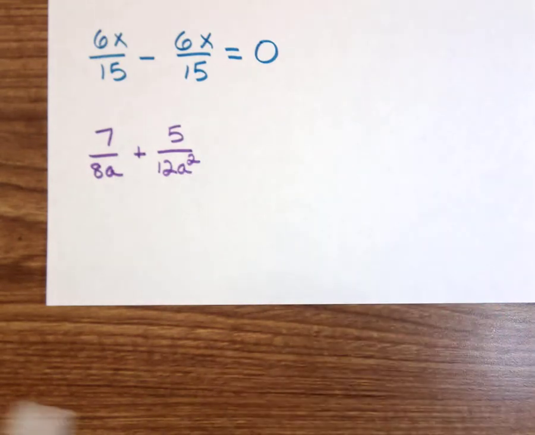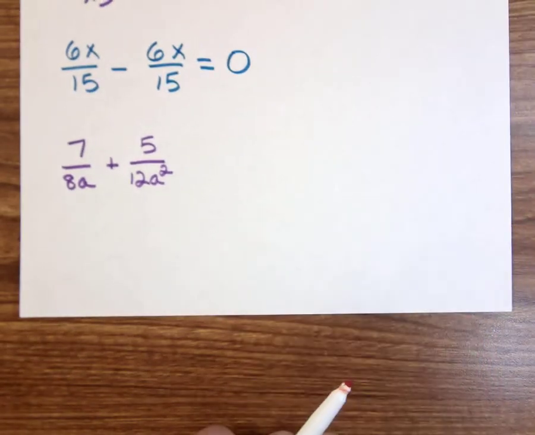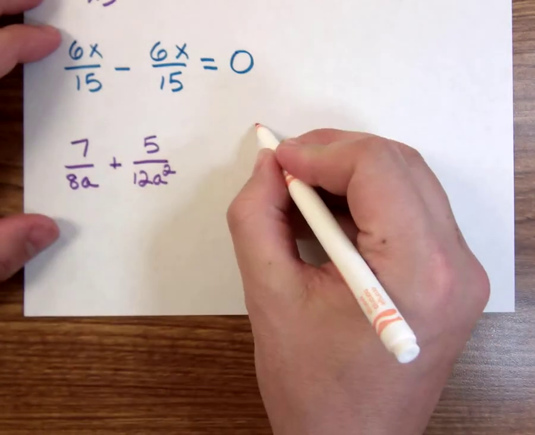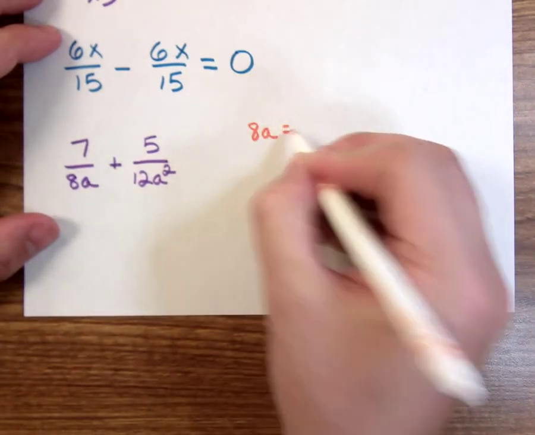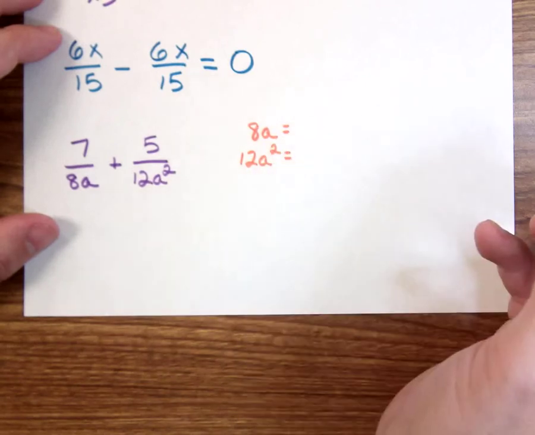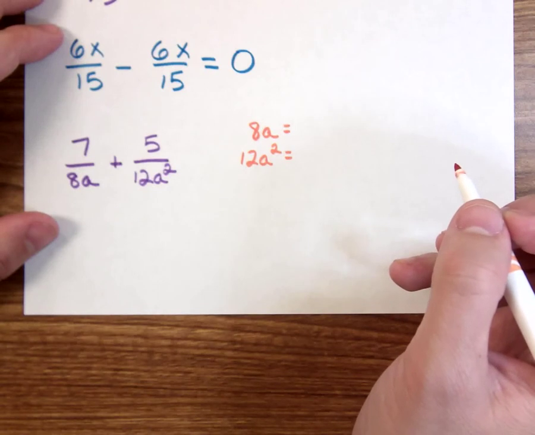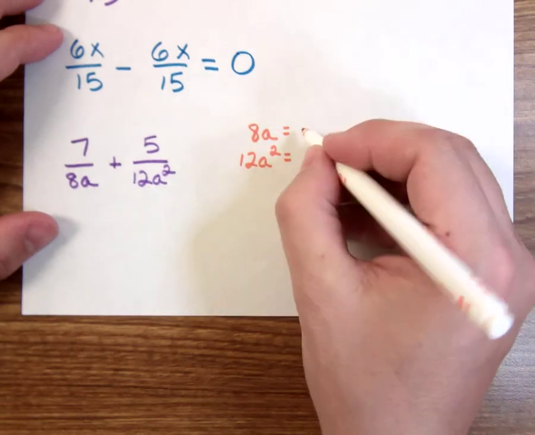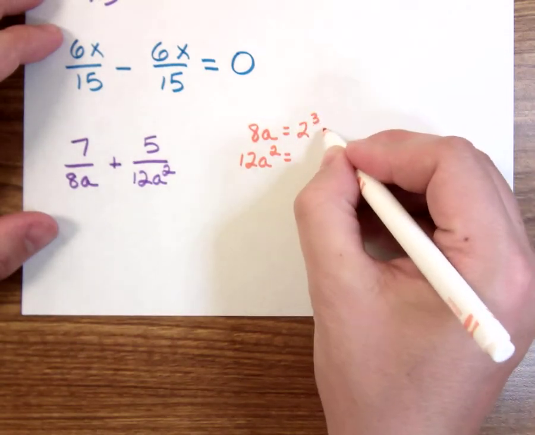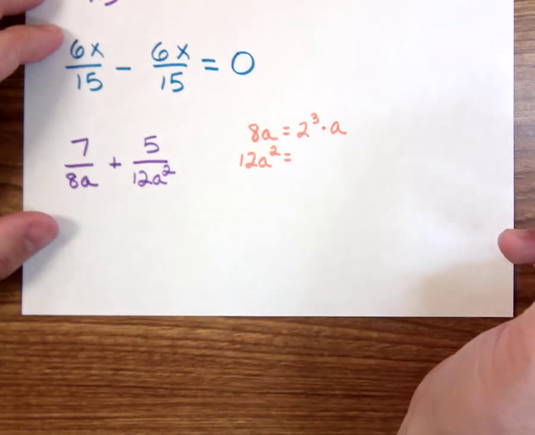Question number 1. Do these have the same denominator? Nope. Gotta find the common one. So I'm going to write out the prime factorizations of 8a and 12a squared. What's 8a? Well, 8 we did a little earlier. 8 is 2 times 2 times 2, or 2 to the third power, times a. What about 12?